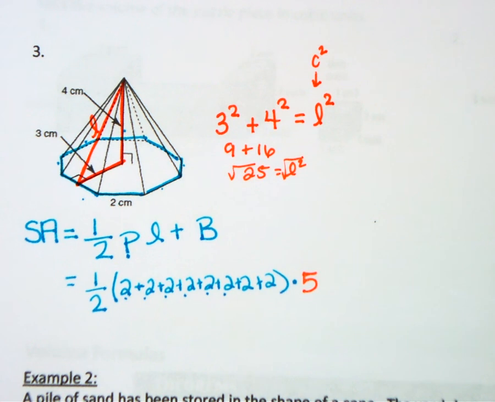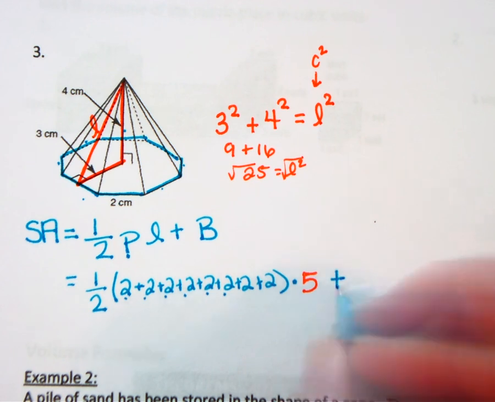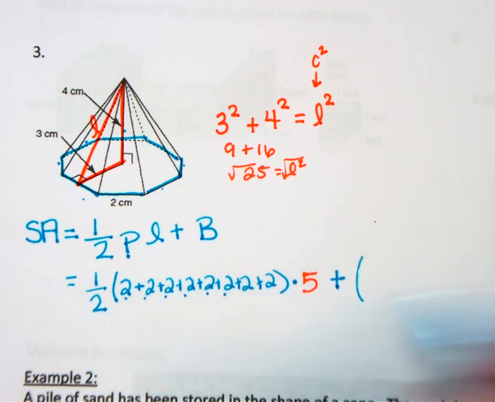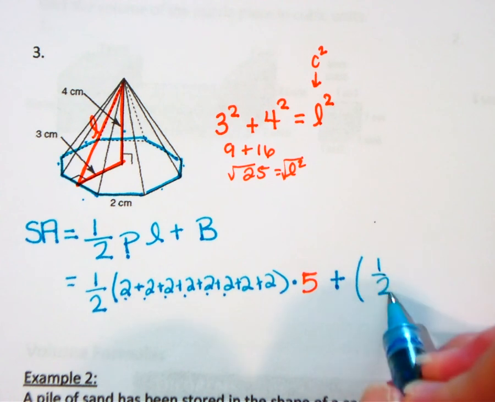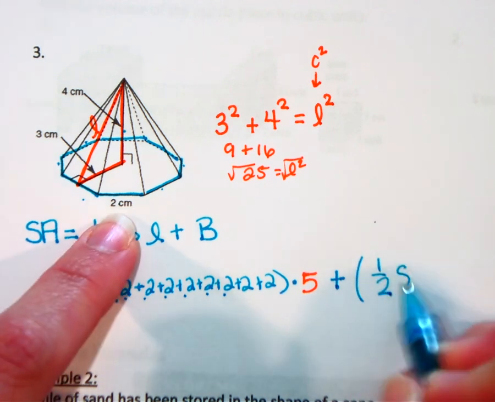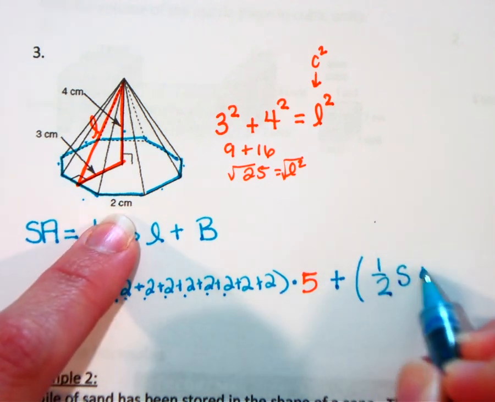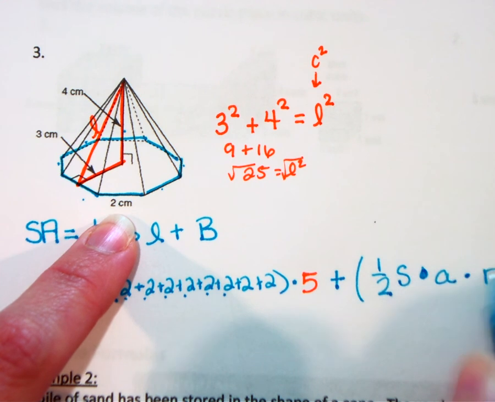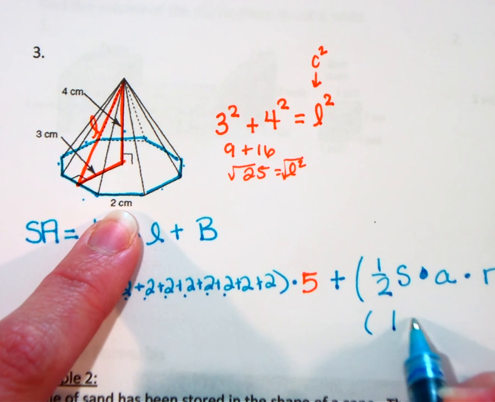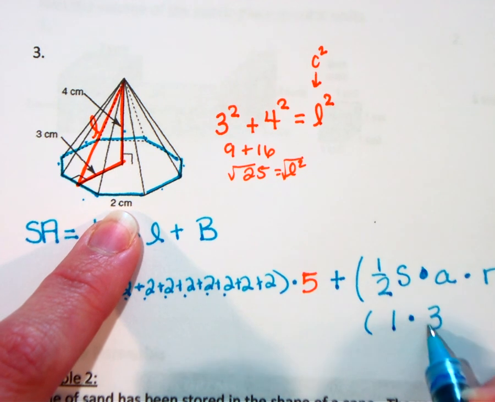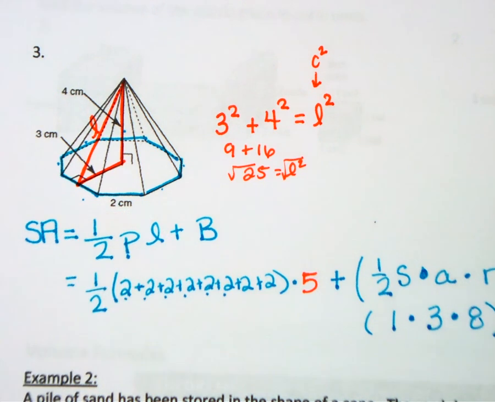So we actually had to find the slant height on this one because it didn't give it to us. Plus, now I need to do the area of the base. So the base area for my octagon is half the side length, which is 2, half the side length, times the apothem, times the number of sides. So half of my side length is 1, times my apothem, which is 3, times my number of sides, which is 8.